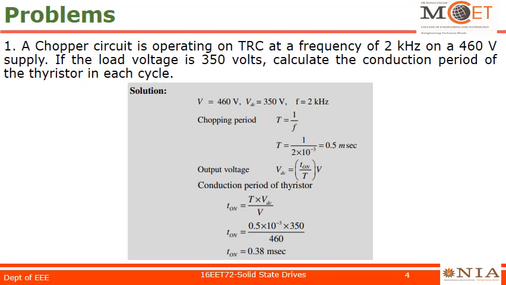So the solution is given here. We find the chopping period from the given frequency of 2 kHz: the total time period is 0.5 milliseconds. The output voltage formula, as I discussed, is V output equal to duty cycle into supply voltage, and the duty cycle is T on by T. Using this formula you can calculate the T on time. It is about 0.38 milliseconds.